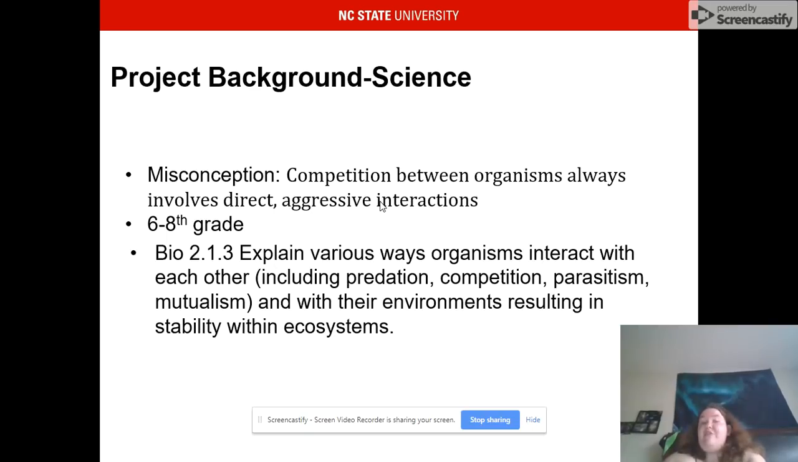This is going to be for 6th through 8th grade, and I'm focusing on the standard Bio 2.1.3, which explains various ways organisms interact with each other and with their environments, resulting in stability within ecosystems. This is going to include predation, competition, parasitism, and mutualism, along with a few others.